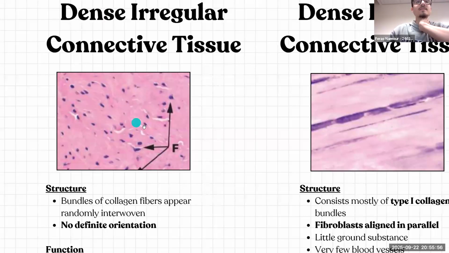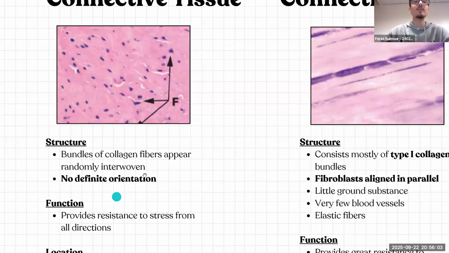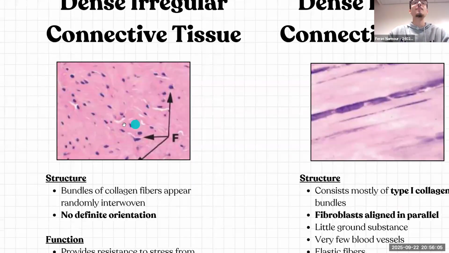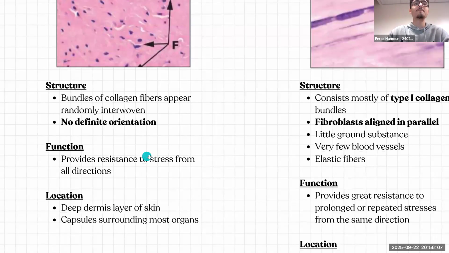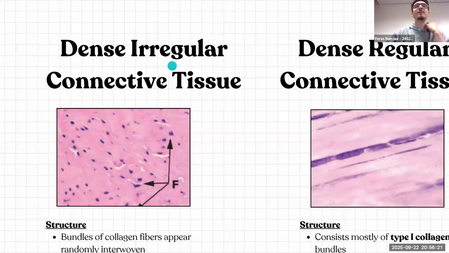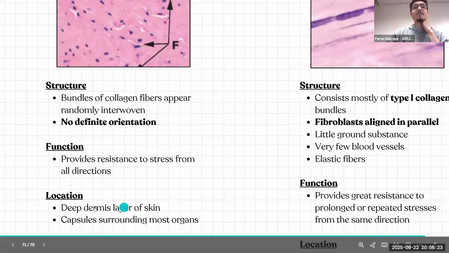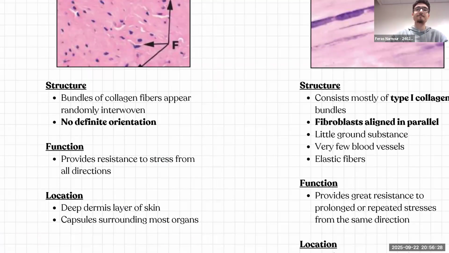It's dense because there's a lot of it, but it's not in one orientation. Some of it's going this way, some that way, all right? No definite orientation. So we call it irregular, but it's dense. There's bundles and bundles of it. Main function, resistance to stress from all directions. For example, in my skin, I can pull in any direction, and I'm going to have the ability to withstand this stress thanks to my dense irregular connective tissue. So it's located in my deep dermis layer of the skin and the capsule surrounding most organs.